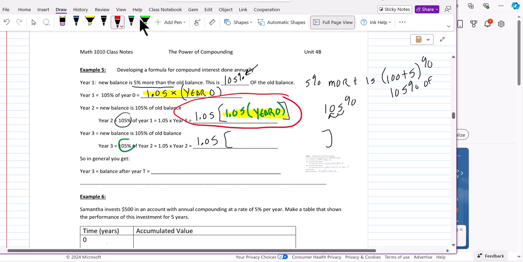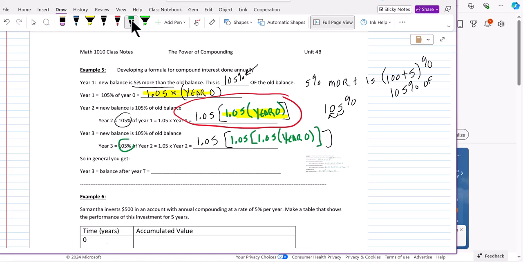So what you would put there is 1.05 times 1.05 times year zero principal. Okay, so what I'm doing is interest on interest essentially here. What I'm trying to see is if you see a pattern on this, because there is a pattern. If you look at year zero, how many times did 1.05 show up there in that calculation? 1 time. How many times does it show up there? 2 times. How many here? 3 times.